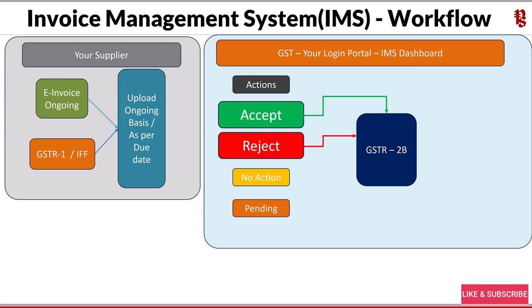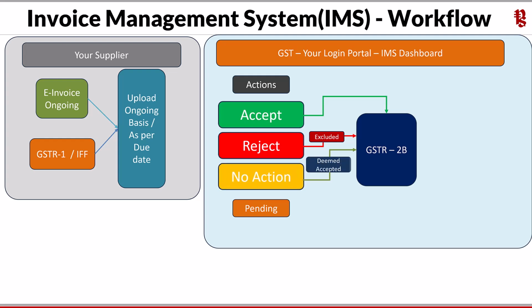The next action, reject. As per the use case scenario I just explained, if any invoice does not belong to you, you will reject that invoice. Once you reject it, it will be excluded from your 2B report. The next one is no action. That is, if you do not accept or reject or keep the bill pending, which means you have taken no action, in such case, the bill will be deemed accepted.